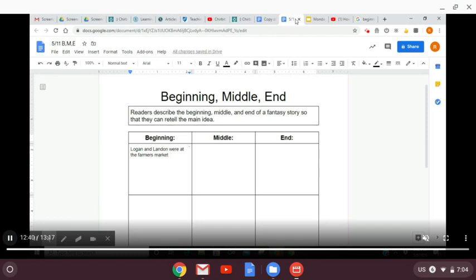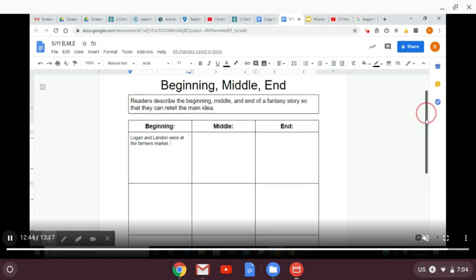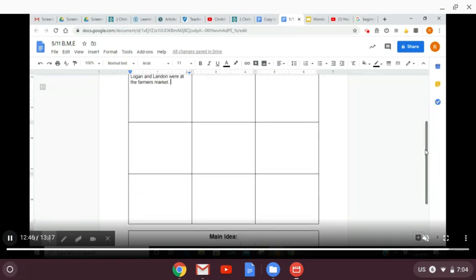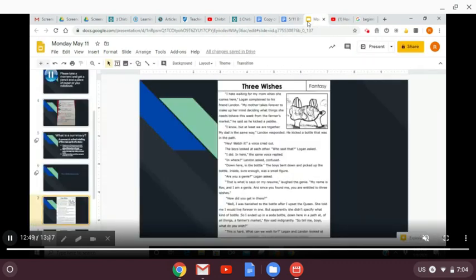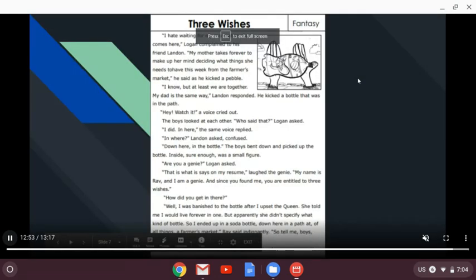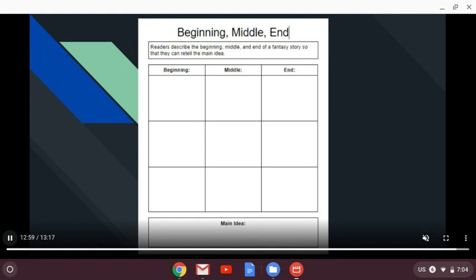You're going to type in the different spaces the different parts of the story, as you're going through the story, from the beginning to the middle to the end. Making sure that you're putting enough information that you are able to see all of the progression of the story, right? So what was the problem, and then what was the solution? And then what was the main idea of this text? I hope that this makes sense to you guys.